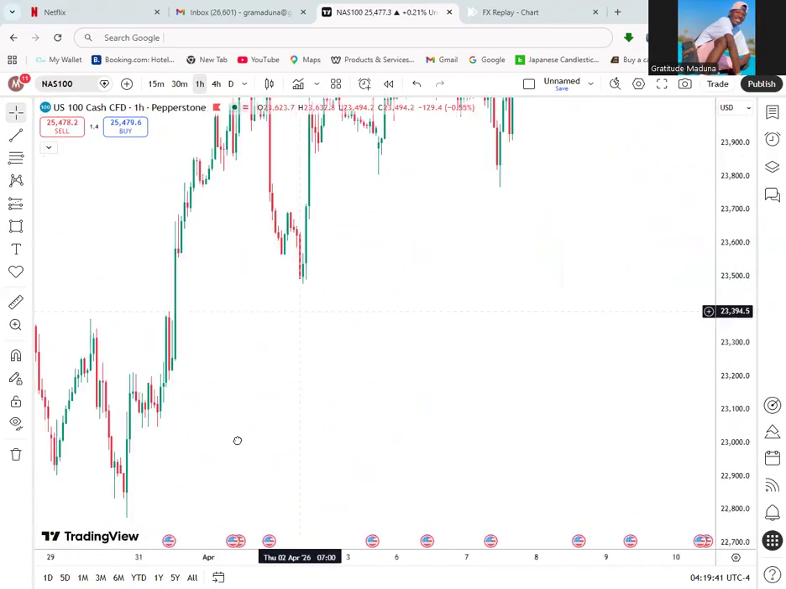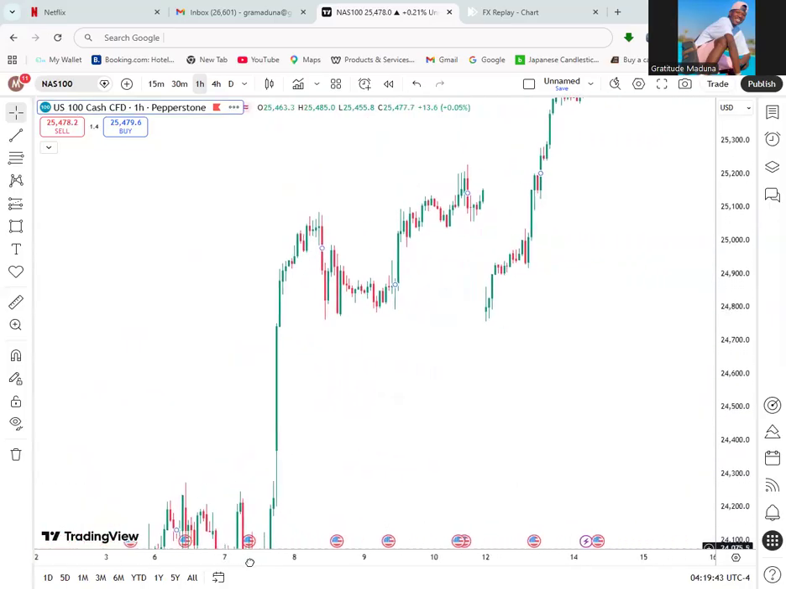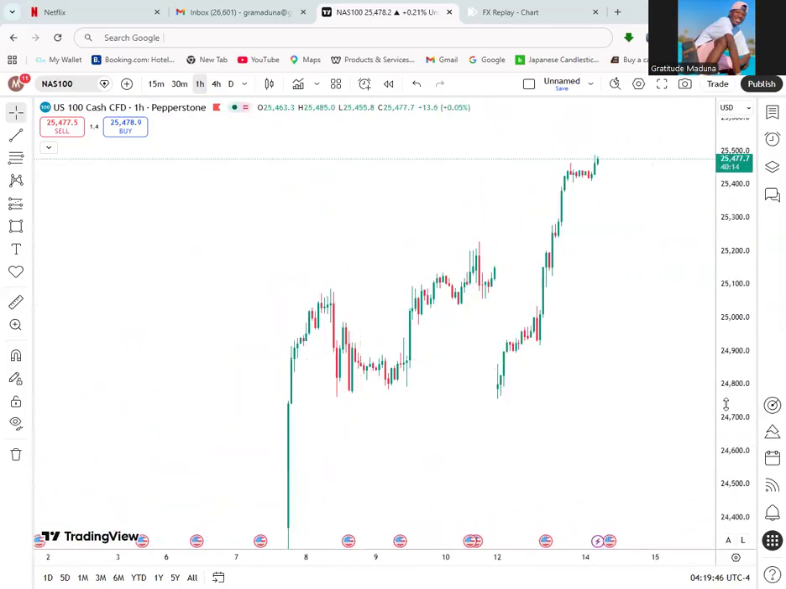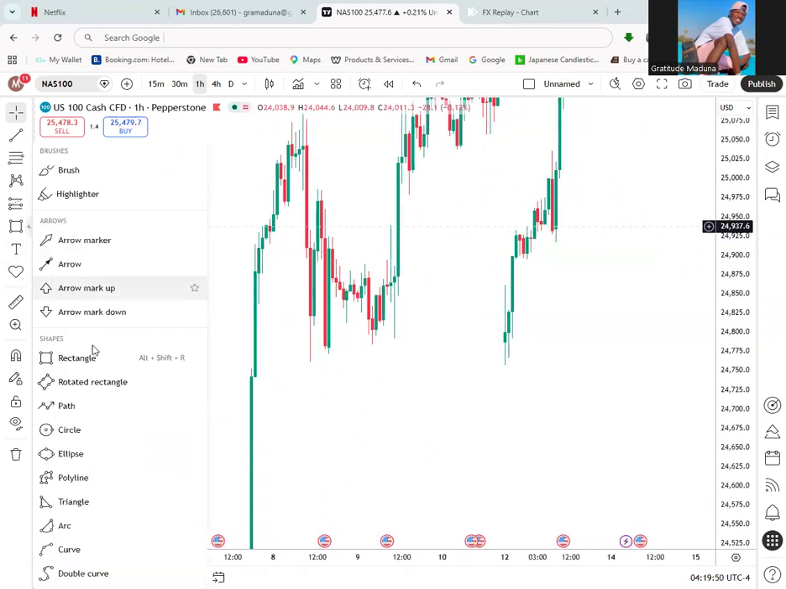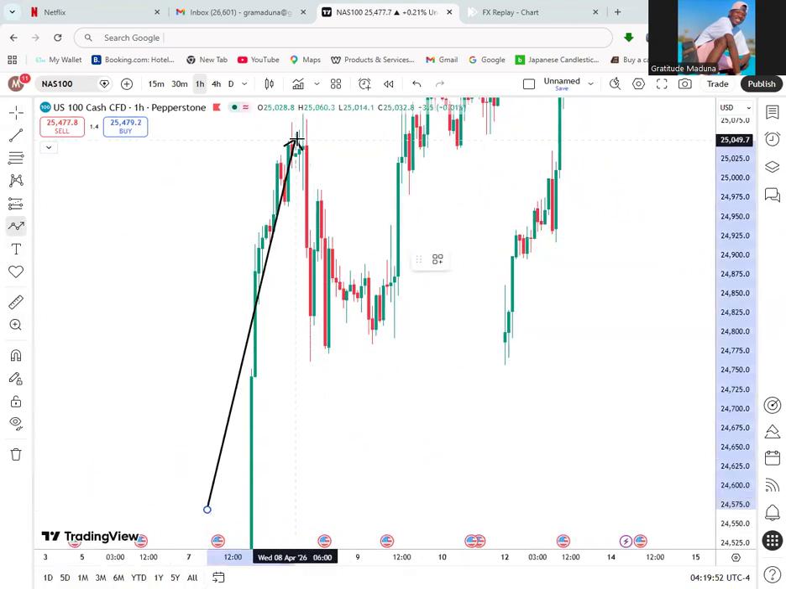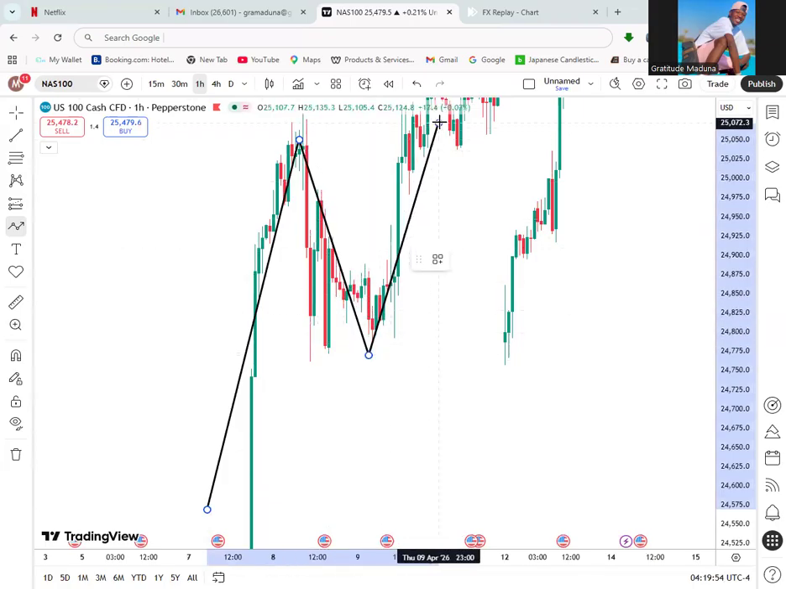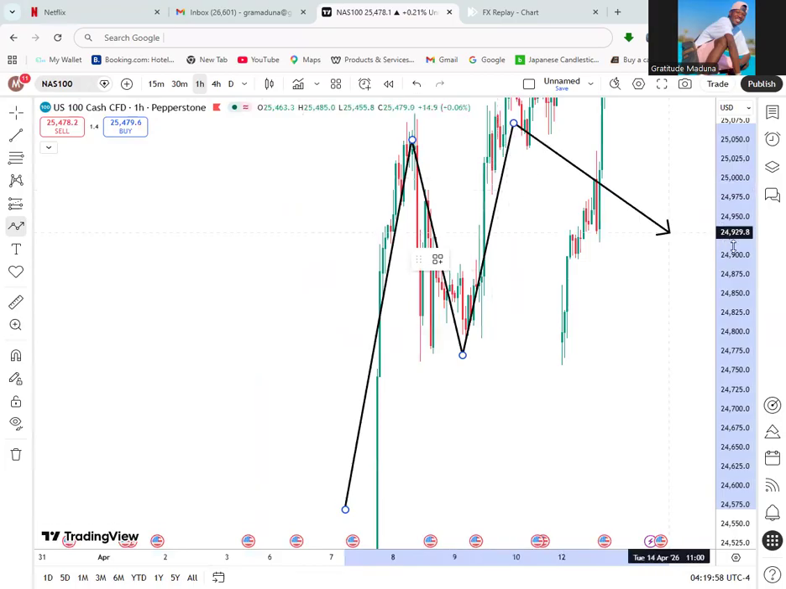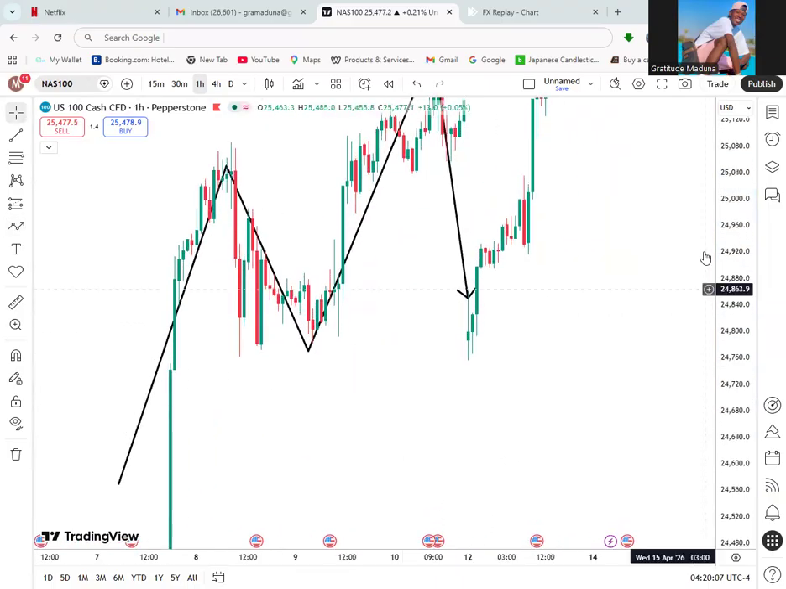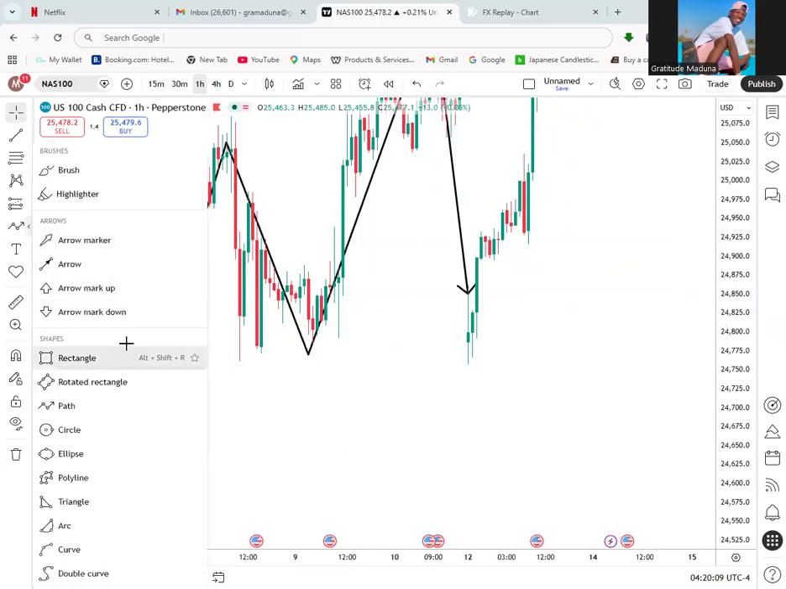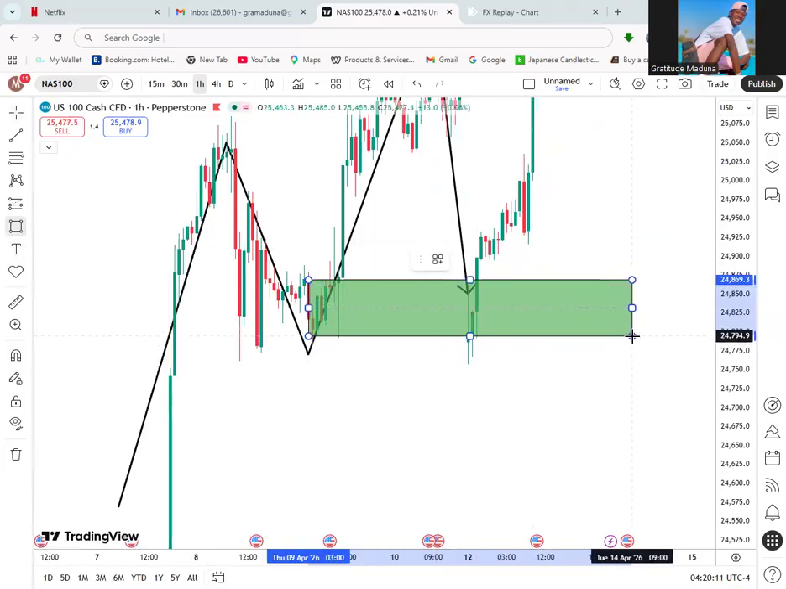I don't want to look for a clean example. I just want to look at the point. For example, look here, right? We're coming from down there, retraced a bit, and then we broke that structure. Sorry, we broke that structure to the upside, right? And then we returned to this zone, right? In this instance, this whole area would be my supply zone.